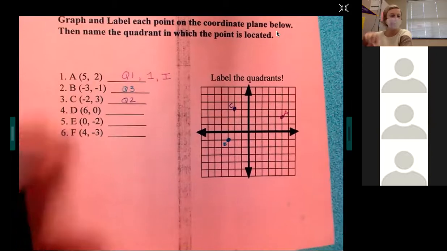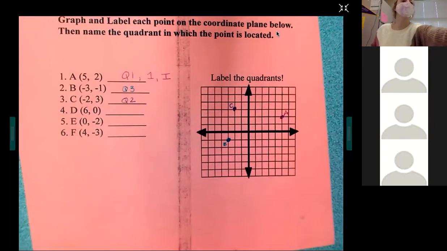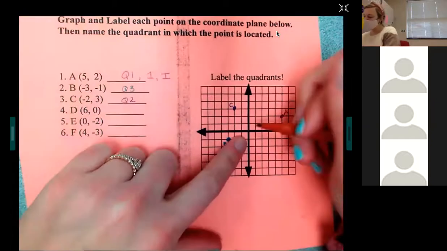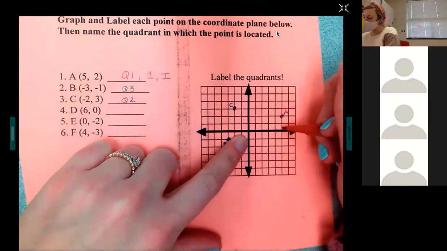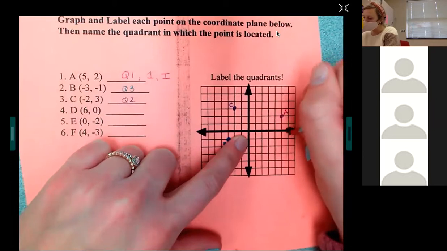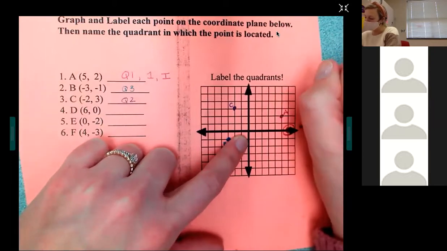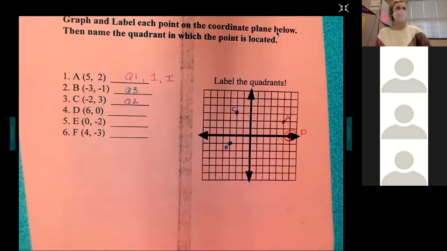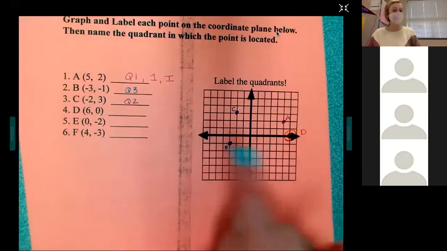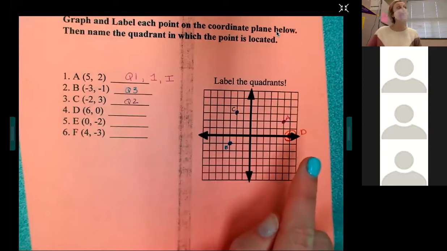All right, (6, 0). I'm running out of colors, but I'm going to do my best because I just threw my orange away. (6, 0) goes right 6, 1, 2, 3, 4, 5, 6, and up or down none. So for 2 points extra credit, what is that point called? X what? Intercept. Good job. X-intercept. So listen, if it is an x-intercept, it's not going to be in a quadrant. What is it sitting on? The x-axis. And what side is it on, the left or the right? The right, which means it's positive.